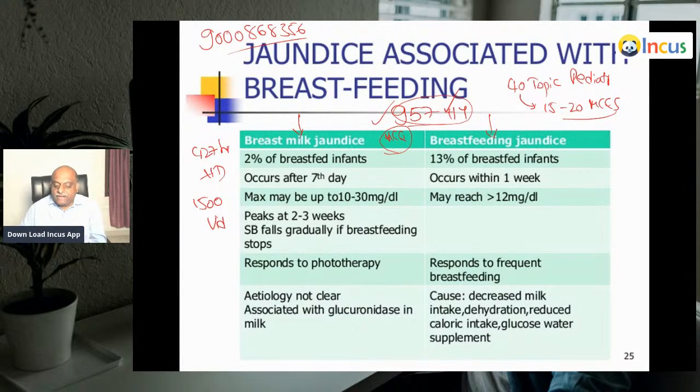13% of the breastfed infants have breastfeeding jaundice, whereas 2% of breastfed infants have breast milk jaundice. Milk is less, fed is more. After the 7th day.